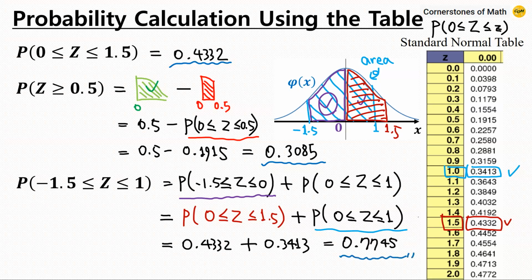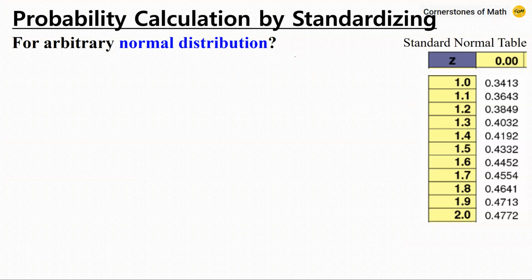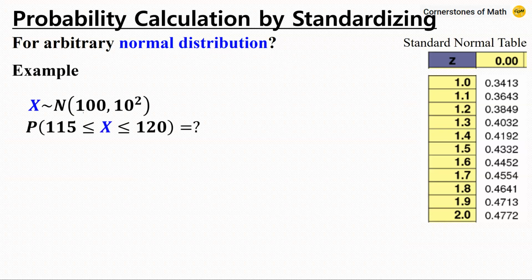0.7745. So what about a random variable x following an arbitrary normal distribution? For example, suppose x is normally distributed with mean 100 and variance 10 squared. What is the probability of x having values between 115 and 120? Well, if you try to use the probability distribution function of this specific normal distribution, then you have to compute the value of this integral.